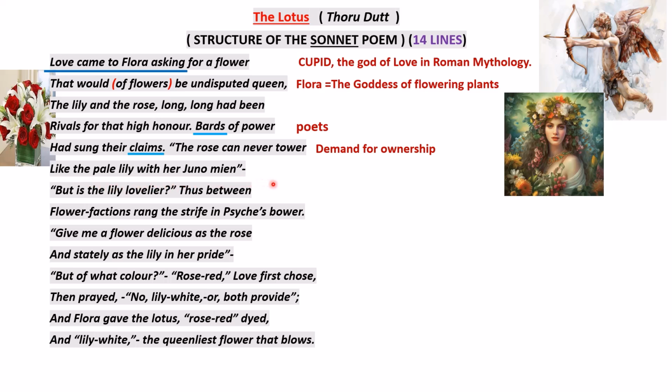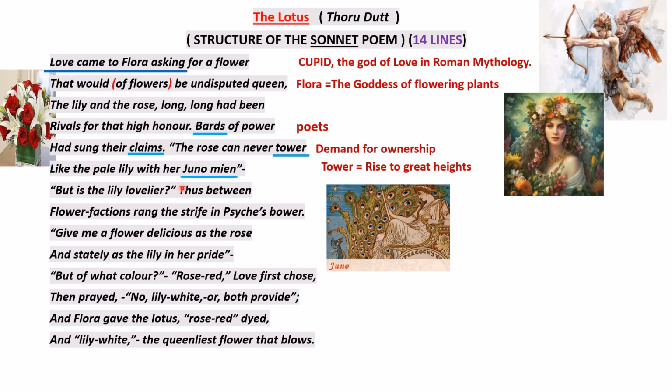So the people who are supporting the lily, they contradicted. How can rose be the queen? Because it can never tower. Tower means rise to great heights, having the highest position. So Rose can never, because already Lily is there with her Juno mane.